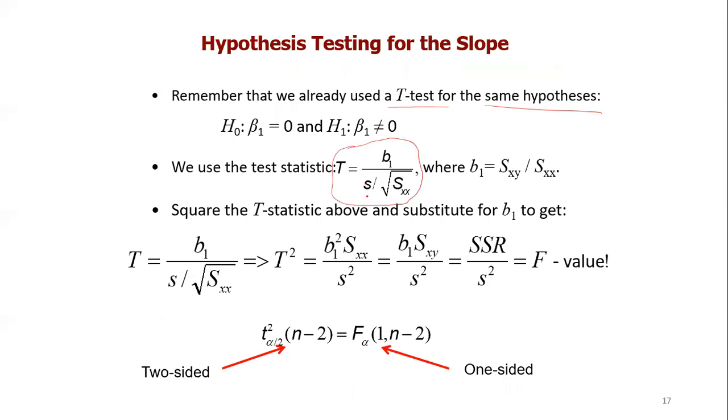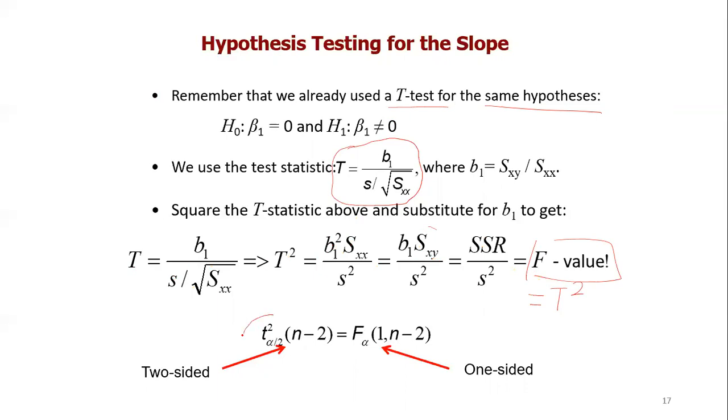T is equal to b1 divided by s of b1, which is s divided by root Sxx. So what you can do is just take the square of this. So t squared is equal to b1 squared Sxx divided by s squared. b1 times Sxx is equal to Sxy, and this is equal to SSR divided by s squared, which is, in fact, the F value. So the F value is equal to, in fact, what? t squared, right?